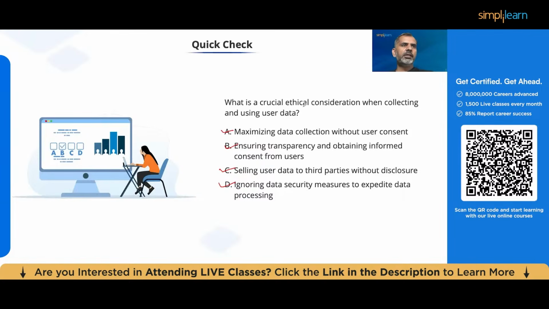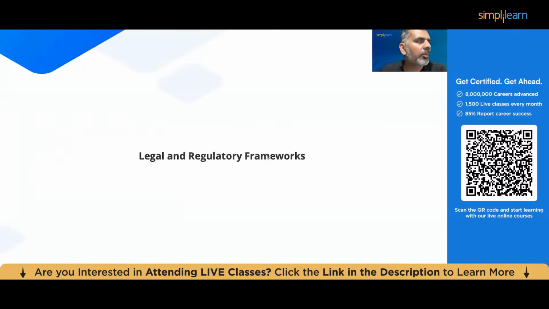So what is a crucial ethical consideration when collecting and using user data is that you have to ensure transparency and you have to obtain informed and proper consent from the user. That's the right option, and that is all like we discussed, guys. So option B is the right option in that. And now let's talk about some legal and regulatory framework, guys.